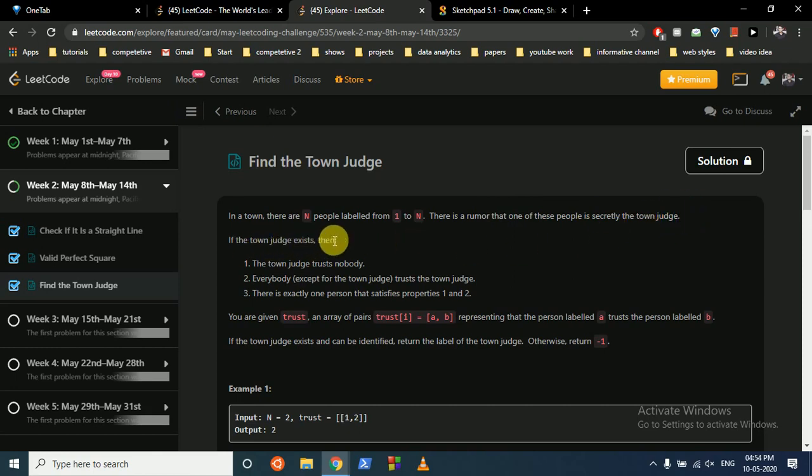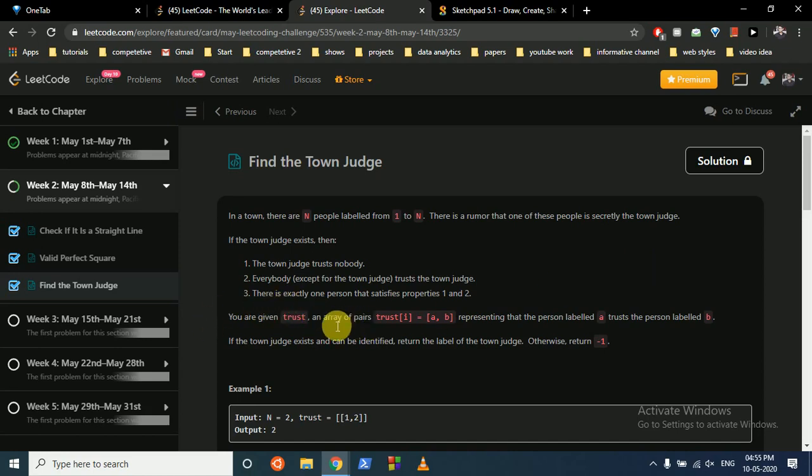If there is a town judge in the town, then the town judge trusts nobody. This is the first condition. Everybody except the town judge trusts the town judge. And there is exactly one person that satisfies properties 1 and 2. So this condition means that every person in the town must trust the town judge, and there should be only one town judge, and he should not trust anybody.